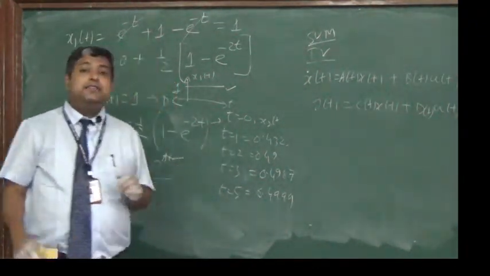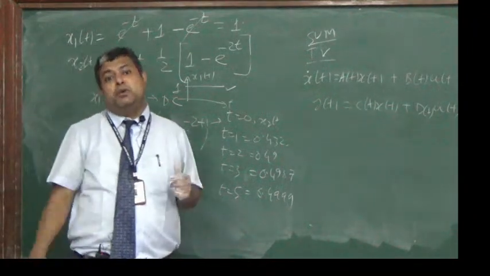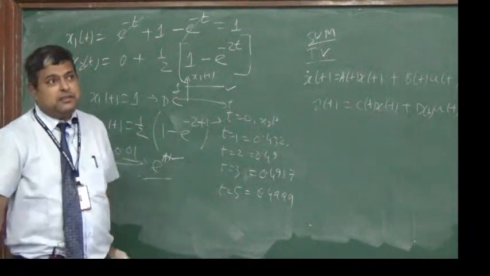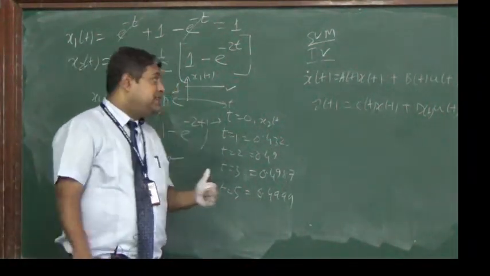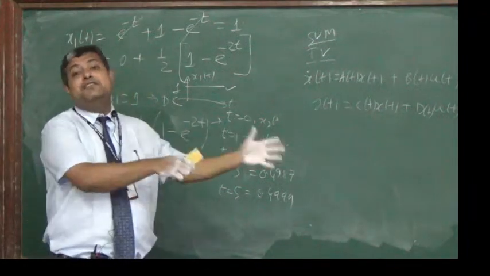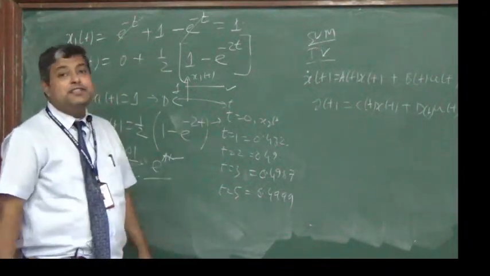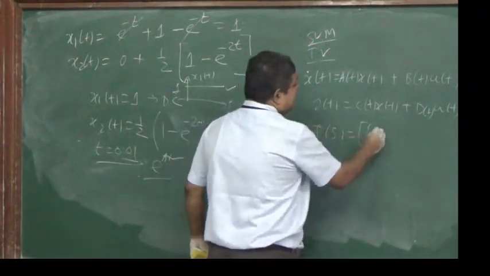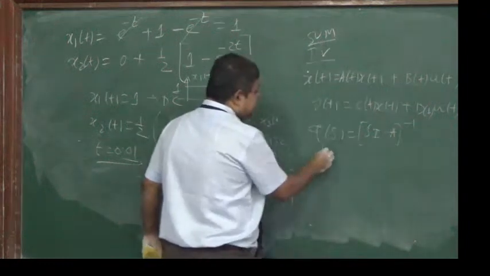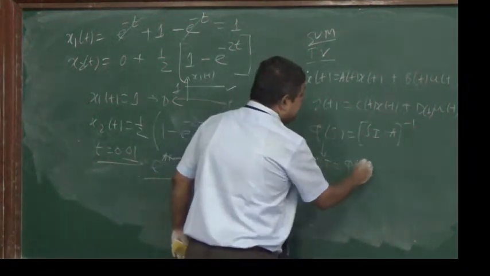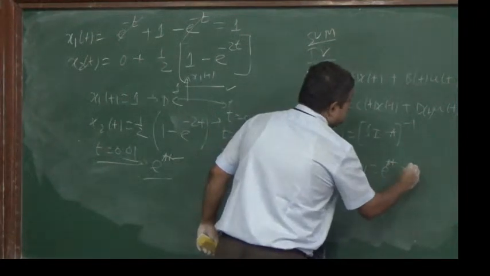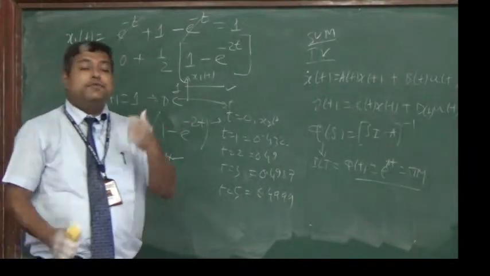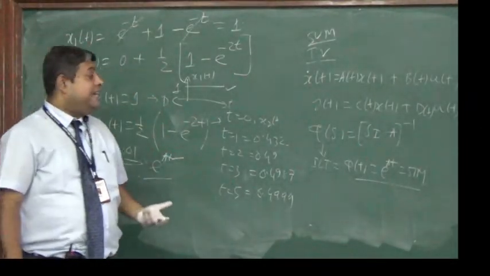The second part of state variable modeling was the solution of the state variable model. For finding the solution, first we are supposed to find the state transition matrix e raised to At. That is nothing but the inverse Laplace of (sI minus A) inverse. So (sI minus A) inverse is called phi(s). Phi(s) is (sI minus A) inverse, and the inverse Laplace transform of that is phi(t), which is e raised to At, the state transition matrix. This is the first thing we are supposed to find if we want to find the solution of any given system.